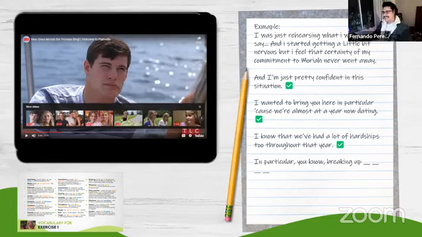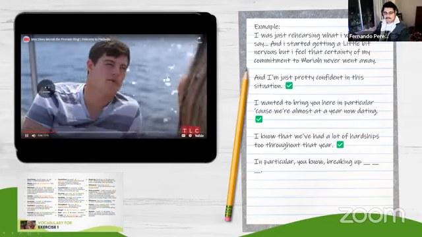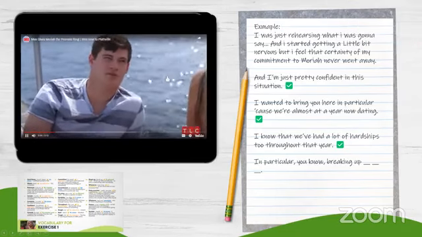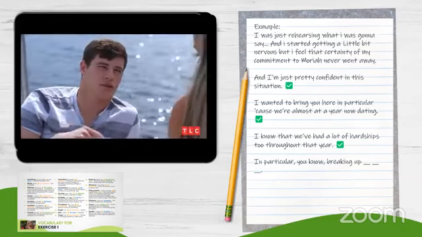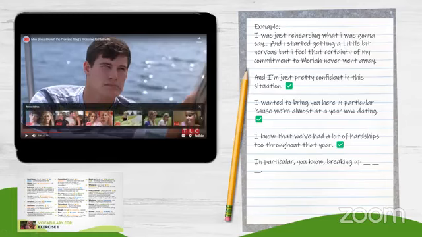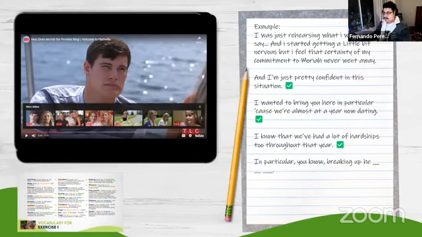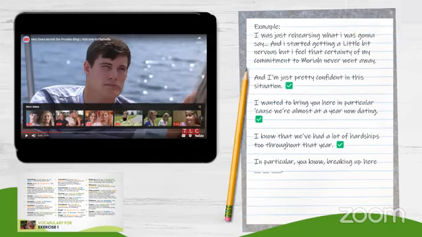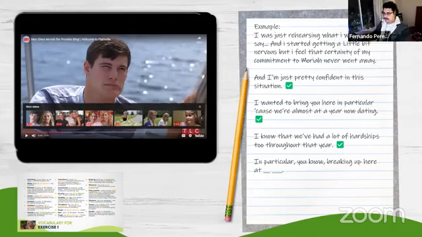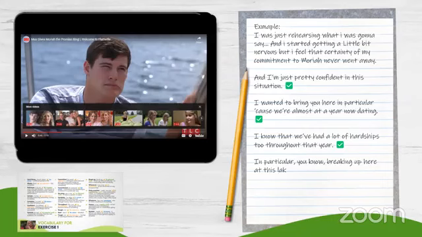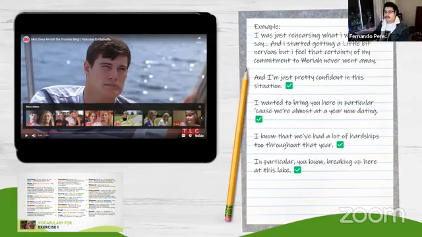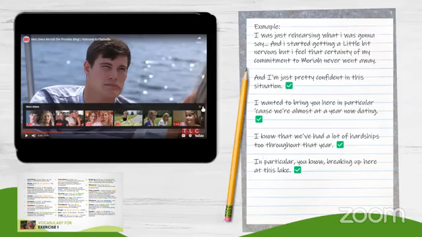Let me eliminate one line that is extra. 3 chances. "In particular, breaking up hardships too throughout the year. In particular, breaking up here at this lake." Excellent. Here at this lake. Very nice. Very good, guys. Everybody knows what is lake? Yes. Well, this is the vocabulary.